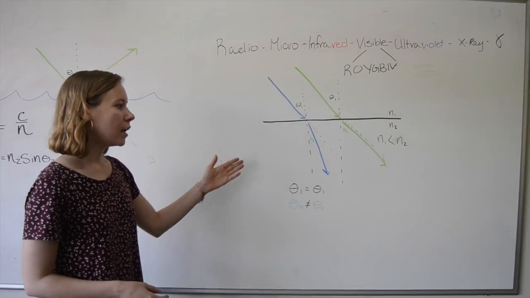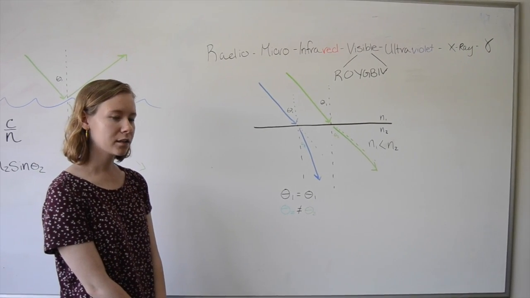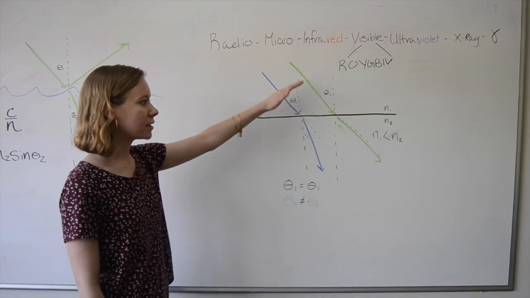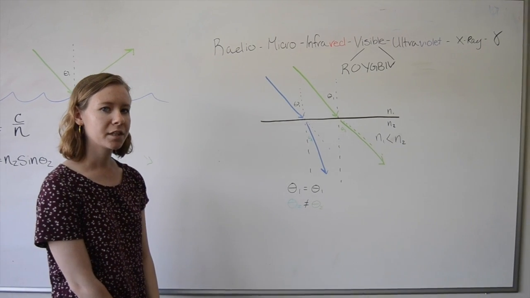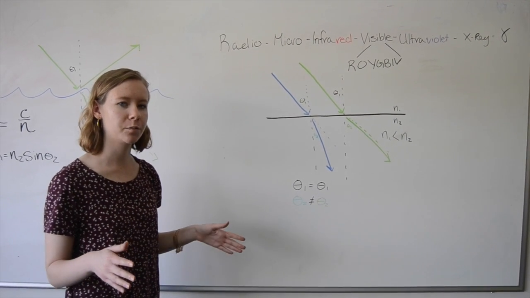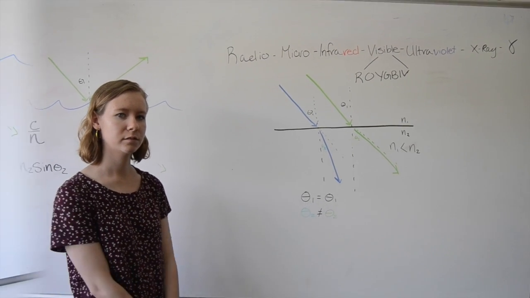Now the angle of refraction is dependent on the wavelength of light. So even though a blue light ray and a green light ray enter at the same angle, their outgoing angles are going to be different. This lets us take white light, which is a combination of all the visible light rays that we can see, and break it up into its components.